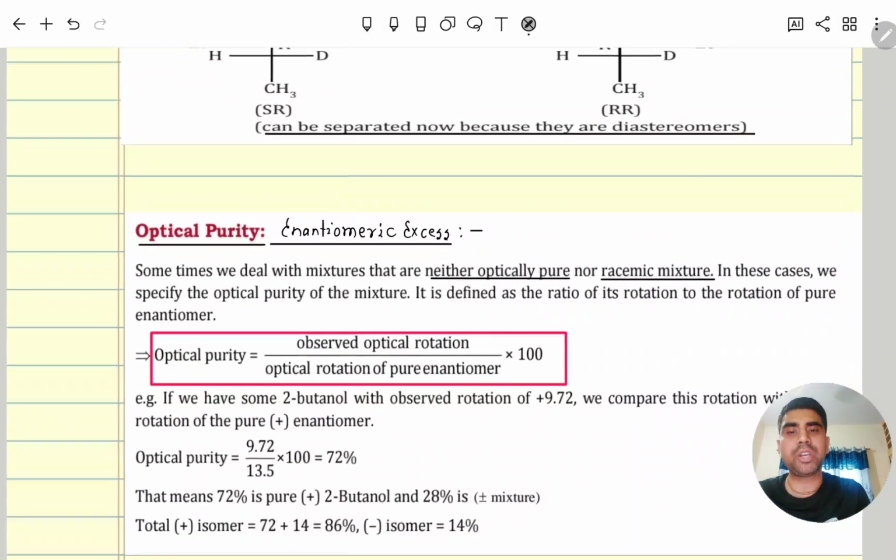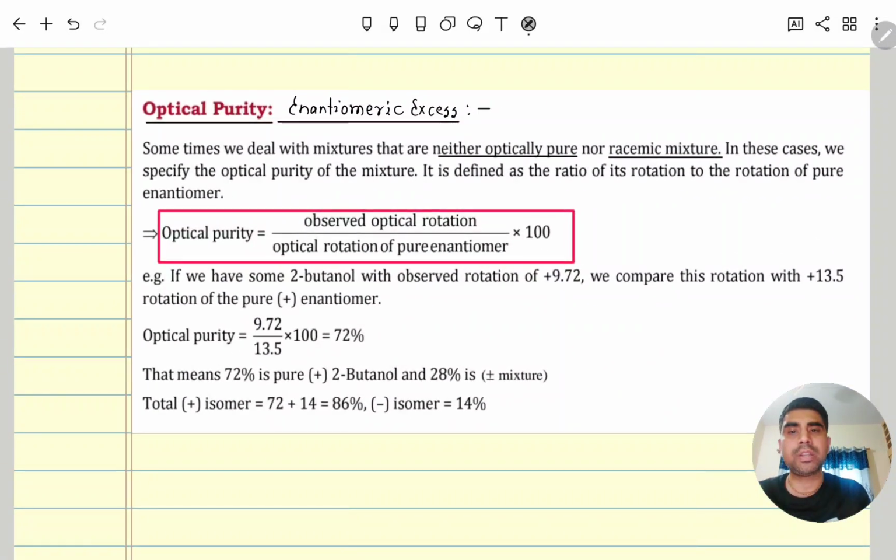Next, moving further, optical purity or enantiomeric excess. As I told, it is not always sure that both compounds will be a 50-50% enantiomer pair. Suppose one is 70% and another is 30%. The 30% neutralizes the optical activity of an equal amount by external compensation, but the remaining 40% is optically active. So how do we calculate its optical purity? Observed optical rotation divided by optical rotation of the pure enantiomer, into 100. An example is also given here, so you can go through this example.